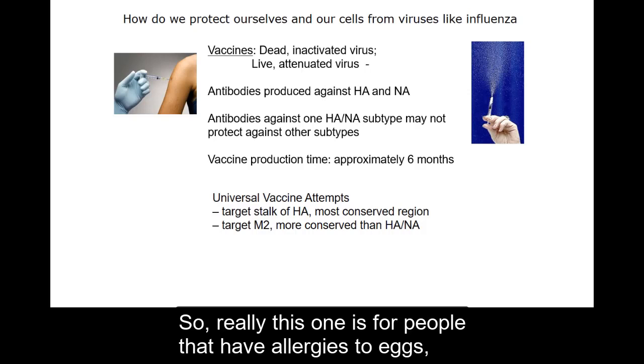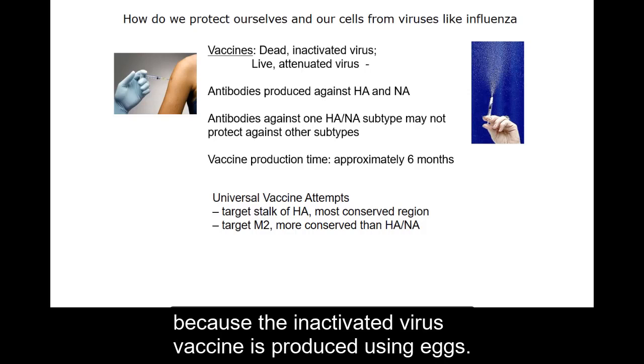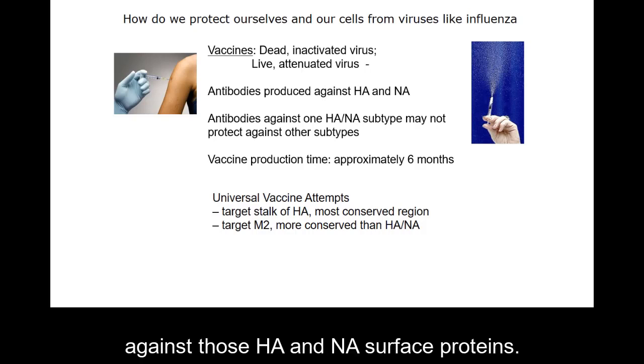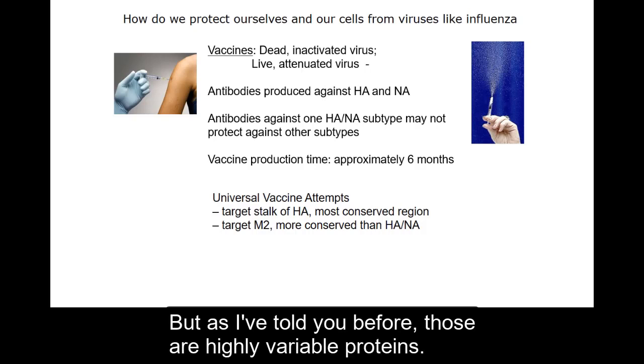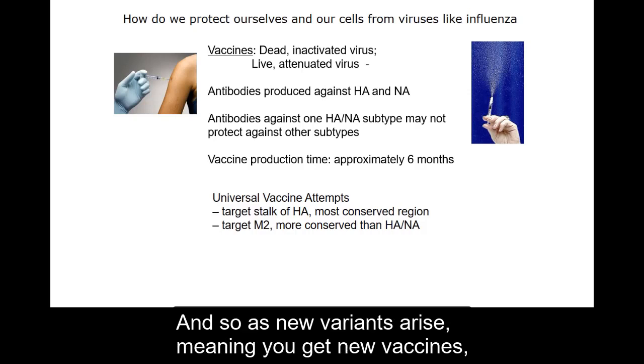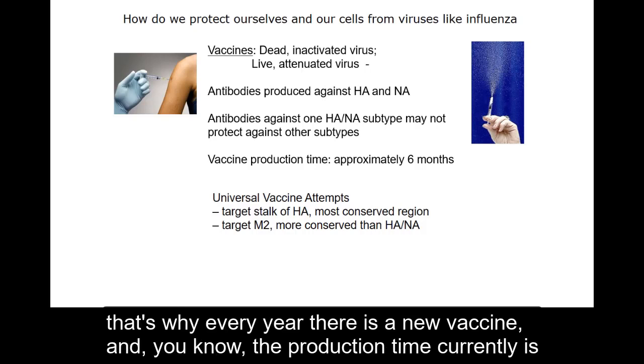So really this one is for people that have allergies to eggs, because the inactivated virus vaccine is produced using eggs. And so in both cases, your body will produce antibodies against those HA and NA surface proteins. But as I've told you before, those are highly variable proteins, and your antibodies against one of the variants may not protect you against others. And so as new variants arise, we need new vaccines. That's why every year there's a new vaccine.